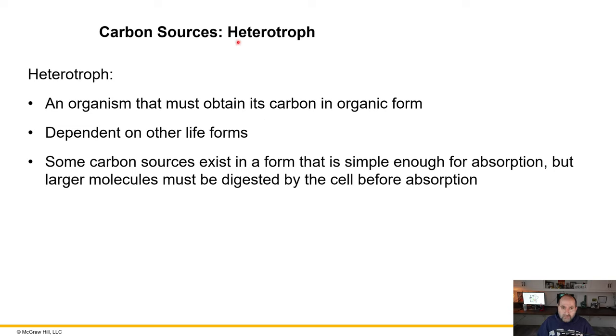So these organisms that get their carbon from organic molecules they consume are called heterotrophs. So you and I, we are heterotrophs. We obtain our carbon from organic molecules. And this means that we are dependent on other life forms. We cannot feed ourselves. We need to consume other organisms to obtain carbon molecules.